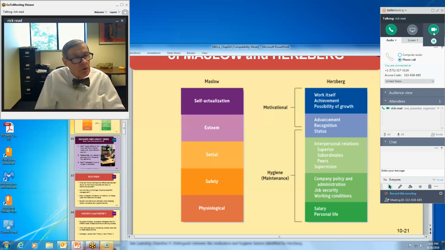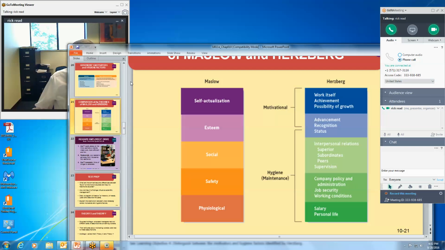Now, usually for theories to have good standing, other researchers have to be able to replicate the study and then reach the same conclusions and outcomes that the original researchers did, to say, yeah, this theory holds water. However, having said that, there is much to be said for Herzberg's dual factor theory, motivators and hygiene factors, in the workforce today. And you will see that mentioned in the text.